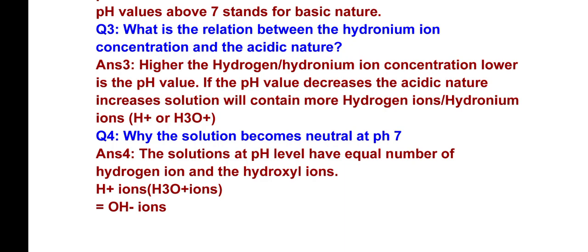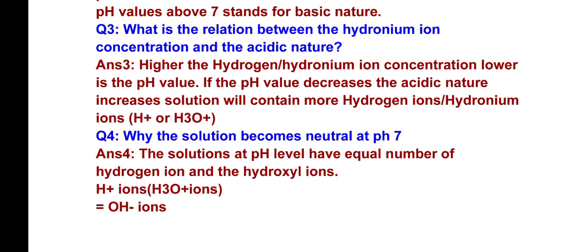Now let us consider what is the relation between the hydronium ion concentration and the acidic nature. Hydronium ion is nothing but H3O plus. It is the same as H plus. H plus plus H2O, a water molecule, becomes hydronium ion. H plus ion is not a free ion, so it will always be H3O plus.